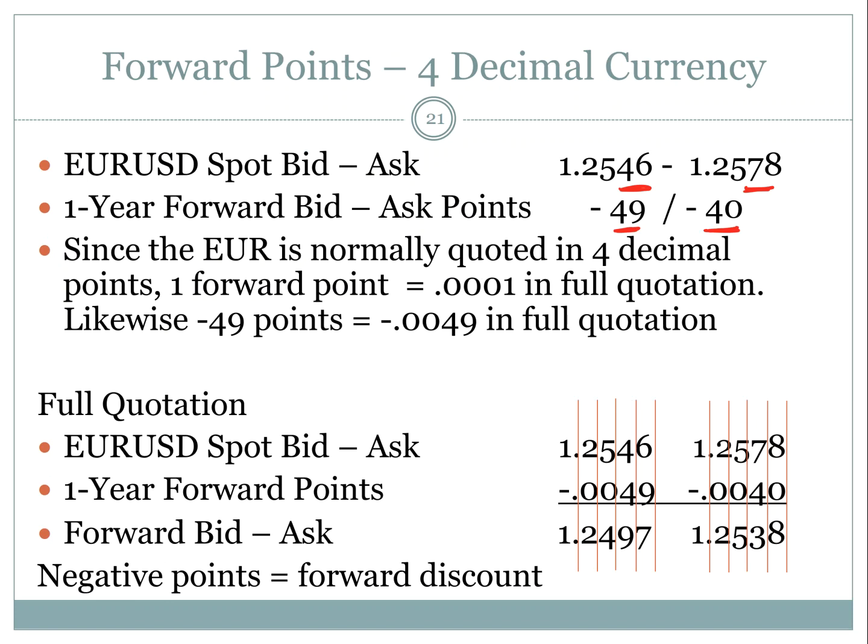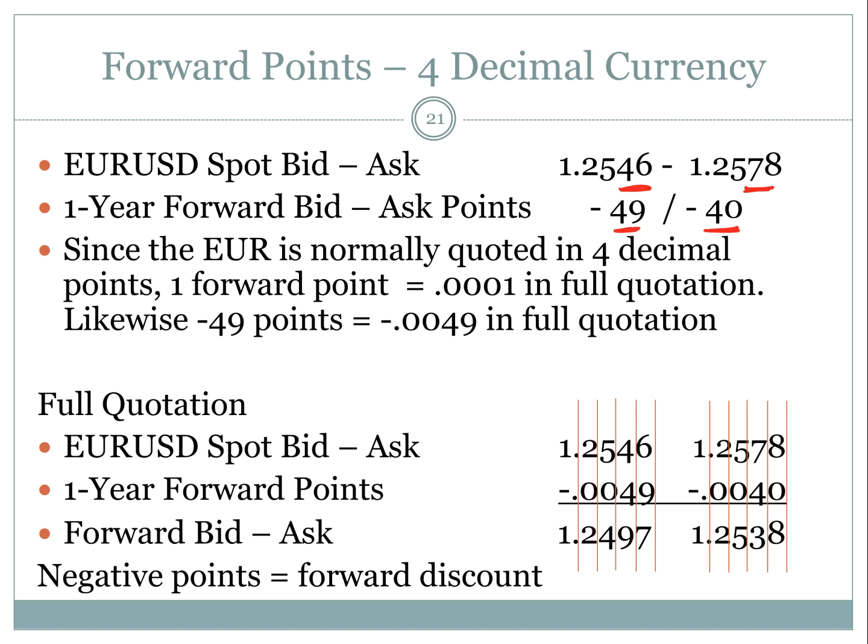So, what if the euro is selling for 125.46 bid? We'll talk about bid and ask in a minute. And 125.78 ask. That's the price that they'll buy and sell currencies. And they say, well, what's the 1 year rate? Well, I can do -49, -40 for bid and ask. What they're quoting are pips, price points, to subtract or add to the spot price.